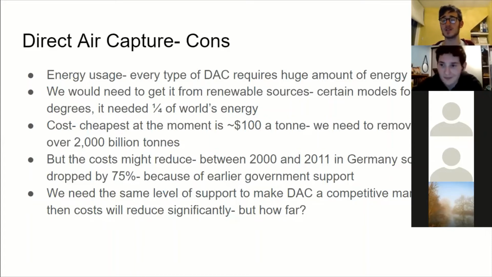Also, if you think about it, for certain models, to just achieving 1.5 or 2 degrees, which again is nowhere near at the scales that we need and we want, it would need 1/4 of the world's energy to carry this out. So this needs a huge amount of energy as well. So that might be a problem. Obviously, hopefully we could reduce the energy usage over time, because as I said, with the whole moonshot analogy and all that, things can change.